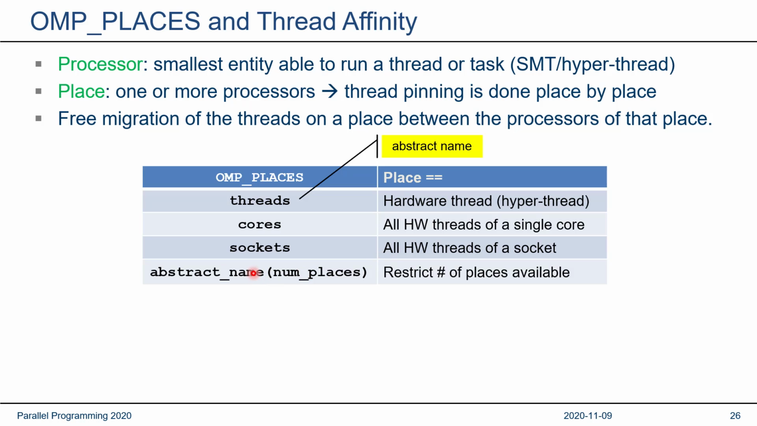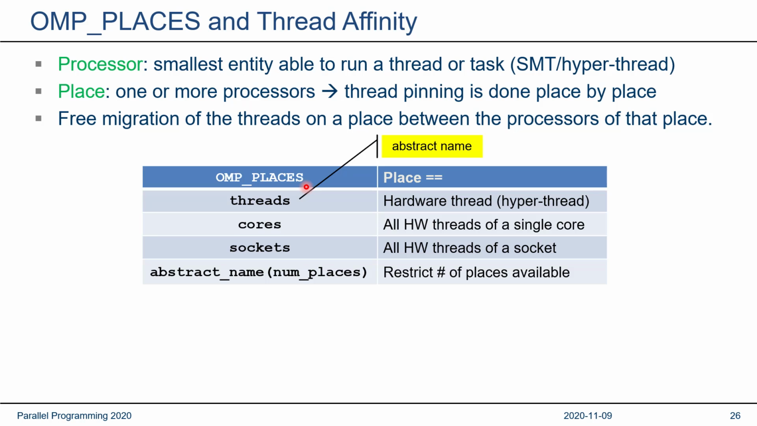And then, if for some reason you want to restrict the placement strategy to a certain subset of places, you can follow one of these abstract names with a number in parentheses, and by that you restrict the number of places available. So for example, if your machine has 20 cores, but you only want to address for some reason the first 10 of them, then you could put a 10 as an argument here, and then the whole placement will only be done on the first 10 cores of your machine. So these are the options you have for assigning to the OMP_PLACES environment variable.